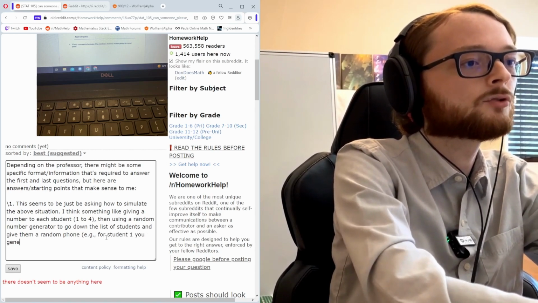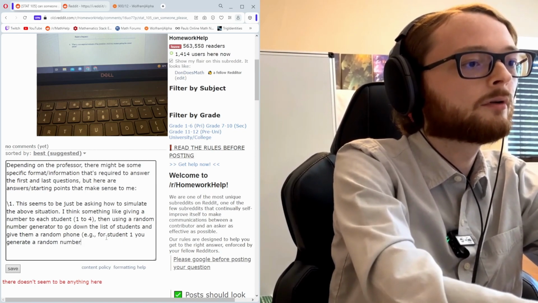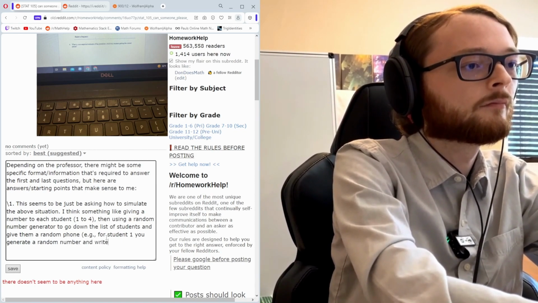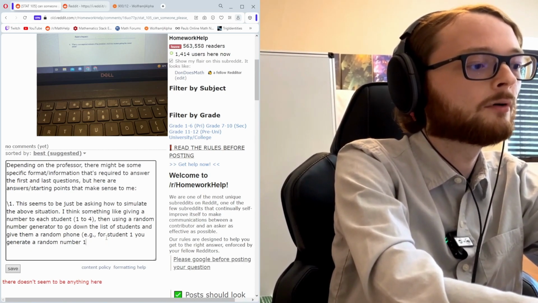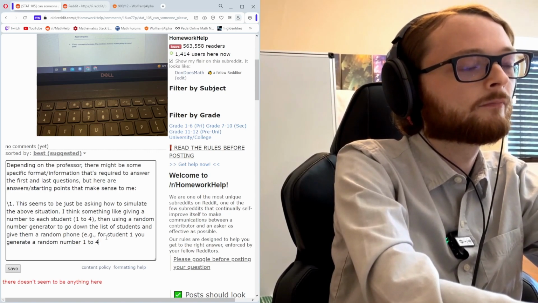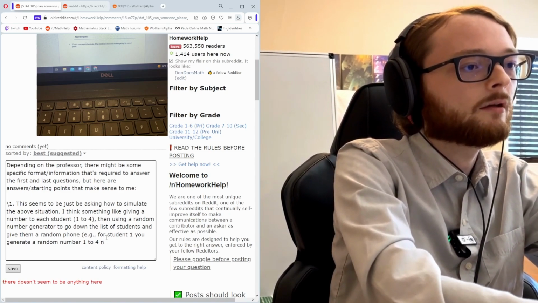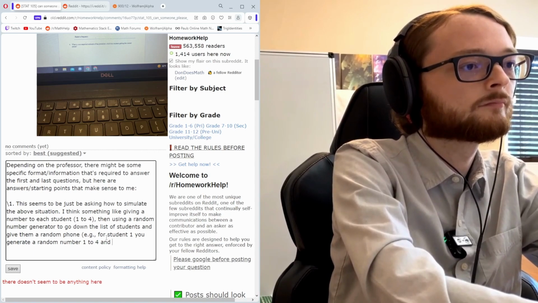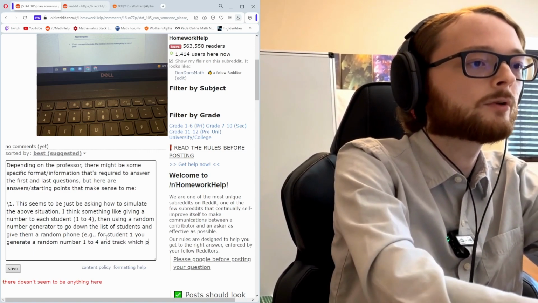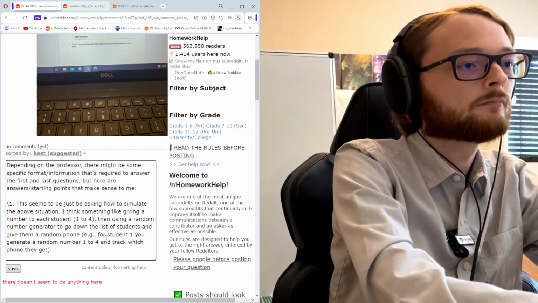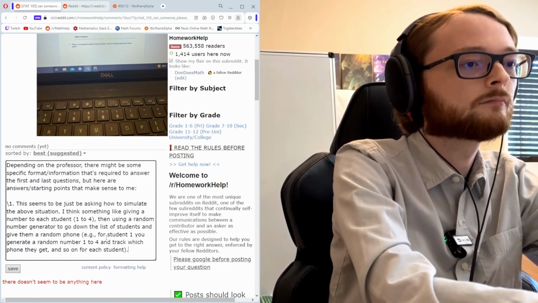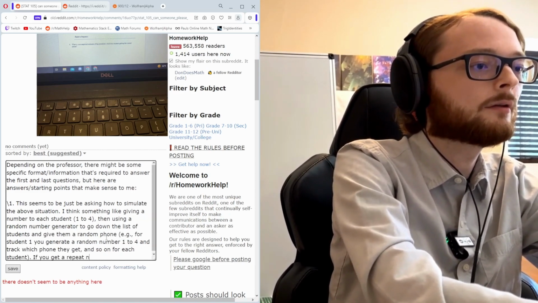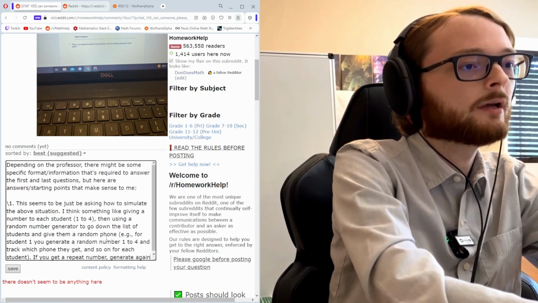Student 1, we generate a random number. Next to them, you generate a random number 1 to 4 and track which phone they get. So one for each student. If you get a repeat number, generate again until you don't.